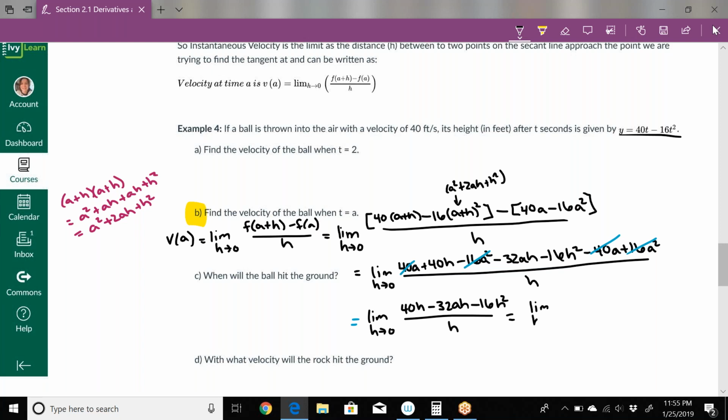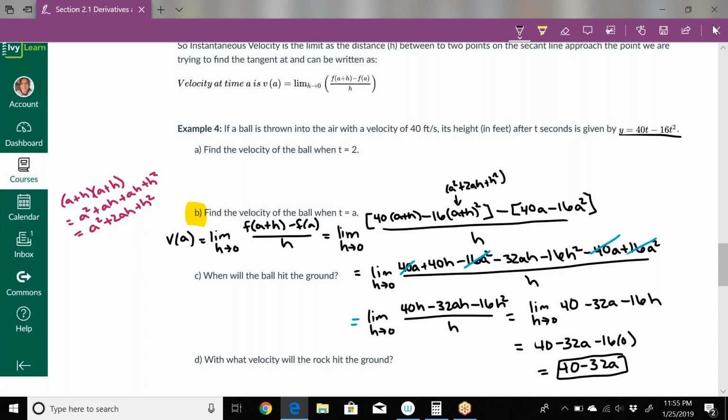Everything has an h, so we're able to factor one out of the top and reduce it with the h on the bottom. So that just gives me 40 minus 32a minus 16h. And now we're finally allowed to use direct substitution because we are not dividing by 0 anymore. So this is 40 minus 32a minus 16 times 0 for that h, which means that this is kind of our generic formula now for any a that's on the function that we were given.